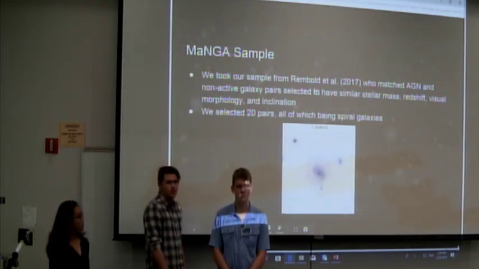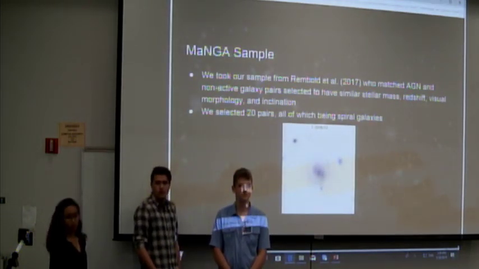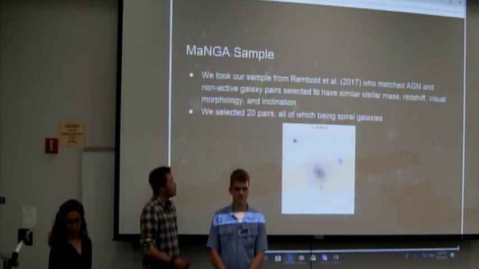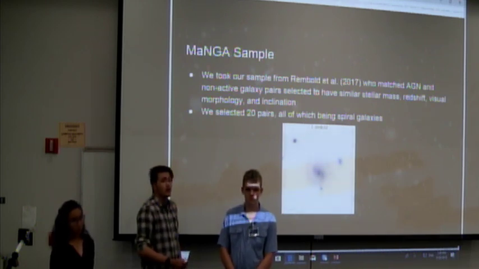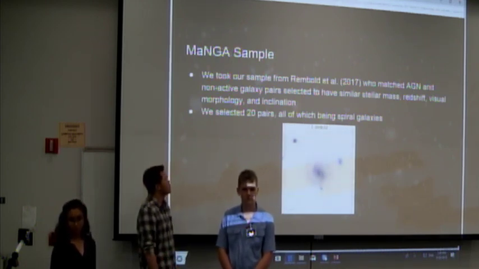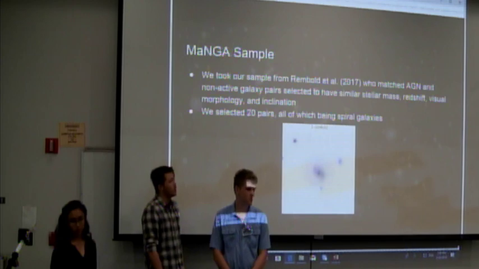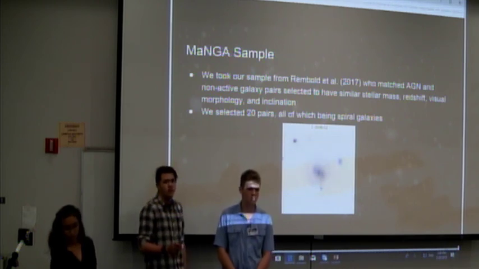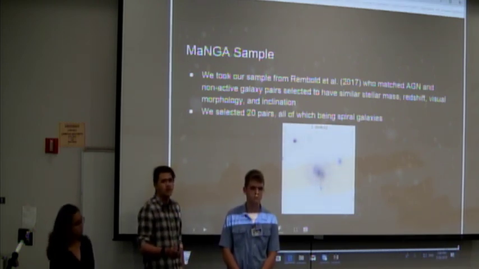We got our sample of galaxies from a paper from Rembold et al. 2017, where he matched galaxies with active galactic nuclei with non-active galaxies based on their stellar mass, redshift, morphology, and inclination. We selected 20 of these pairs, and all of them are spiral galaxies for consistency.